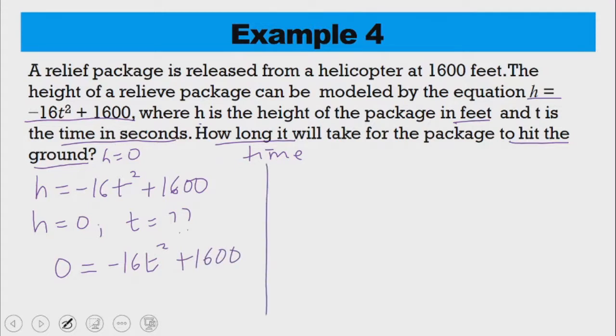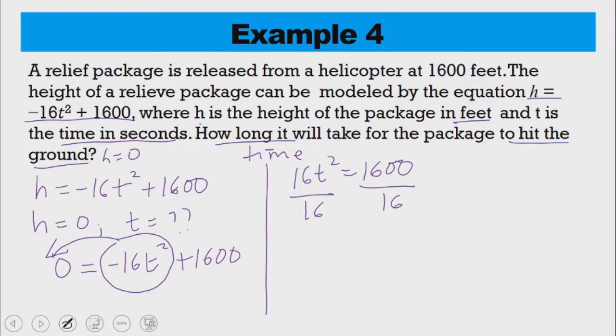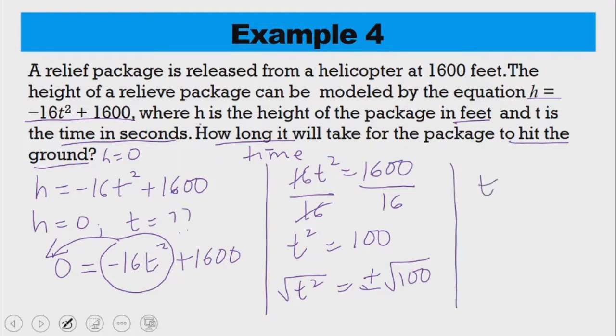Okay, so now we simplify. This is a negative 16. If we move it to the other side of the equal sign, it will become a positive 16. So we have 16t^2 = 1600. Now we want to divide both sides by 16. Again, we are still trying to isolate the t squared. So t^2 will be equal to 100. Now we can take the square root of both sides. So the square root of t^2 equals plus or minus the square root of 100. So in this case, t equals plus or minus 10 seconds.